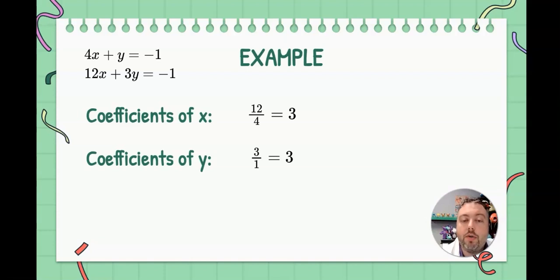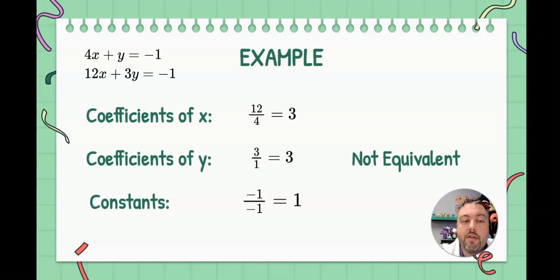Now, don't get caught in a trap here. You've now checked the coefficients of x and y, and you're like, yes, they are equivalent. But you can't stop there. There is still a third ratio we have to set up, and that involves the constants on the right side of the equation. And when I set up a ratio of those two, I get -1 over -1, which equals 1, which is not the same thing as 3. So because the 3 ratios are not all the same, these are not equivalent equations.